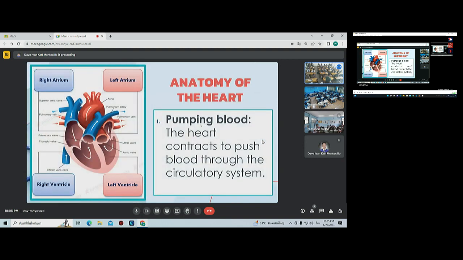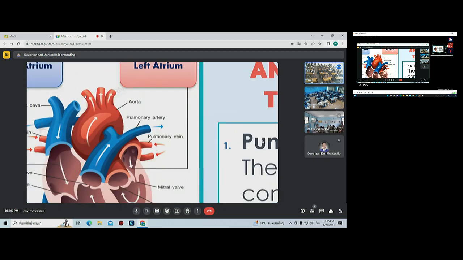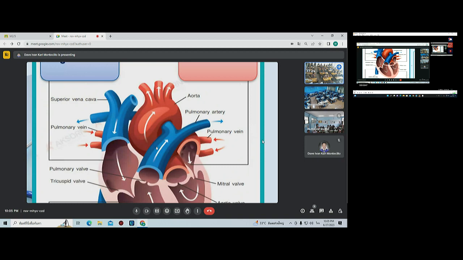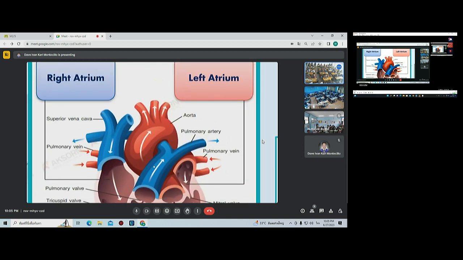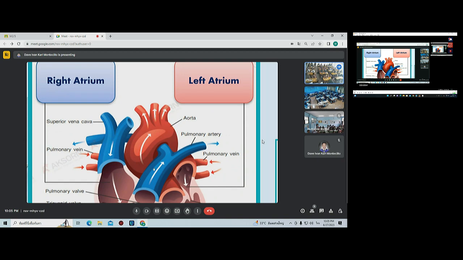So here we have the anatomy of the heart. Let's focus here first, okay? Can you see it? Yeah.